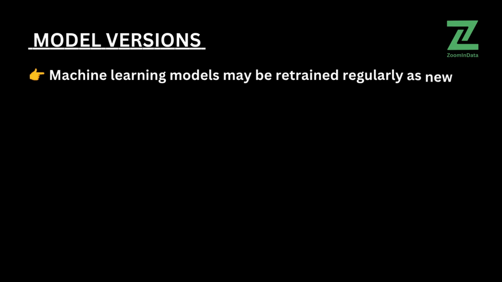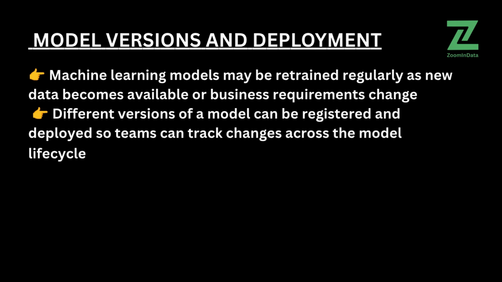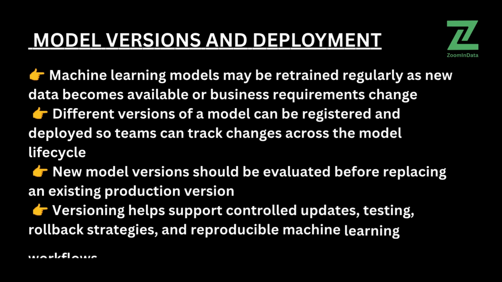Machine learning models may be retrained regularly as new data becomes available or business requirements change. Different versions of a model can be registered and deployed so teams can track changes across the model lifecycle. New model versions should be evaluated before replacing an existing production version. Versioning helps support controlled updates, testing, rollback strategies, and reproducible machine learning workflows.